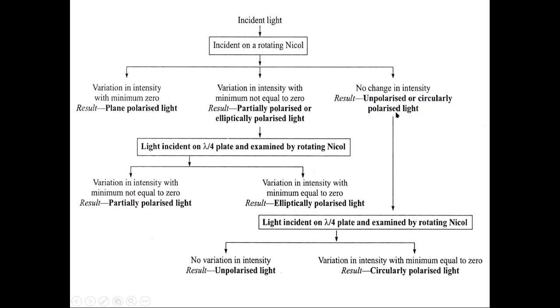In this condition, we again use the quarter wave plate because there is a possibility of circularly polarized light in this case. So this quarter wave plate will convert the circularly polarized light into linearly polarized light, and after passing through a rotating nicol, this will show the variation in intensity with minimum equal to 0. But the other possibility, unpolarized light, will not be changed by either the quarter wave plate or the rotating nicol. So there will be no variation in intensity if the incident light is unpolarized.